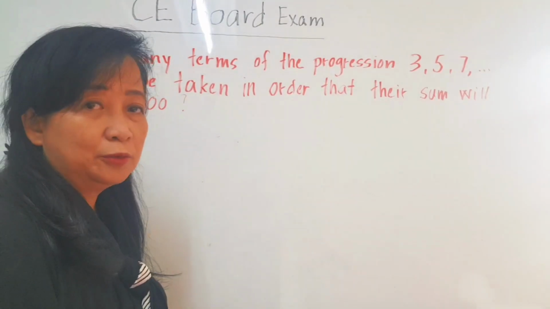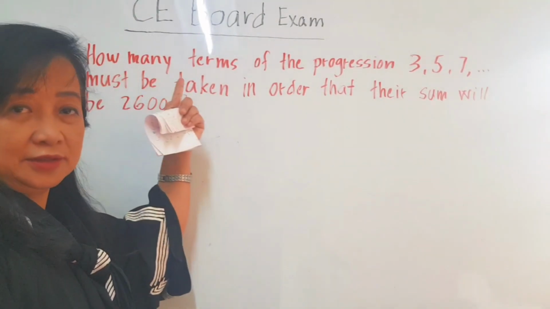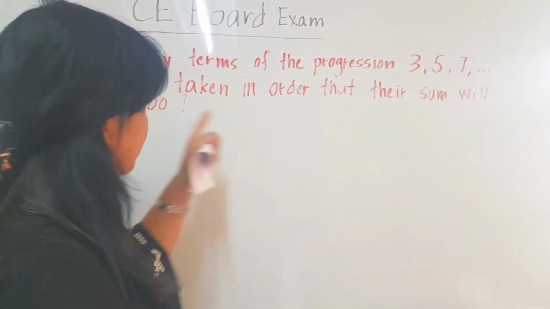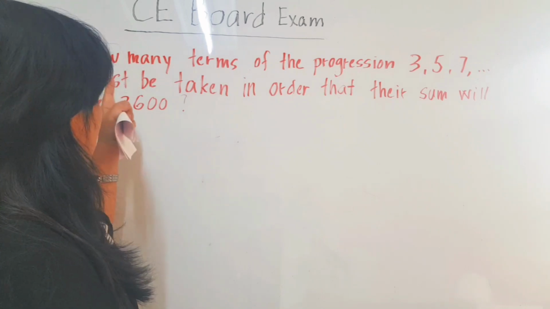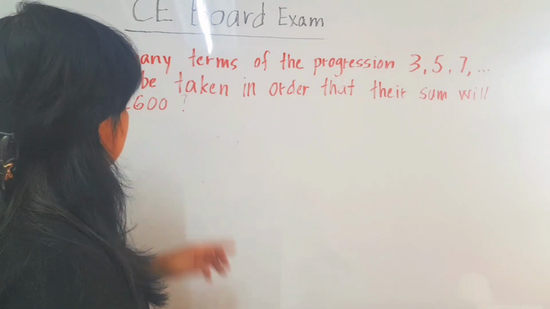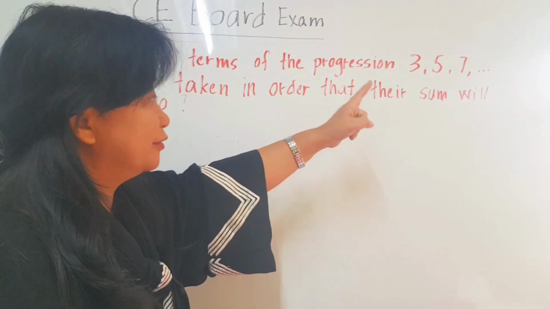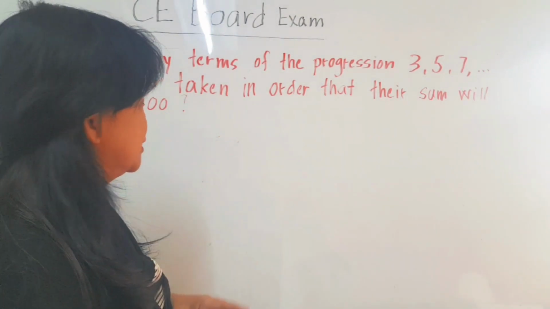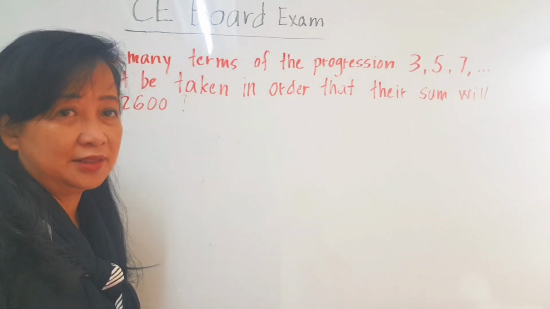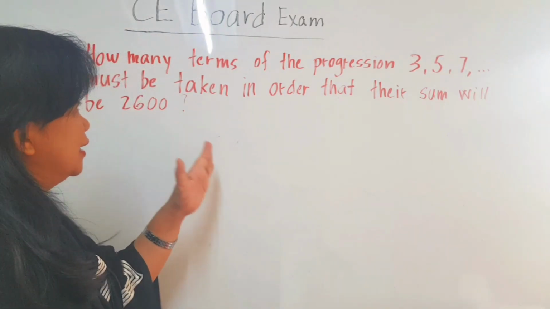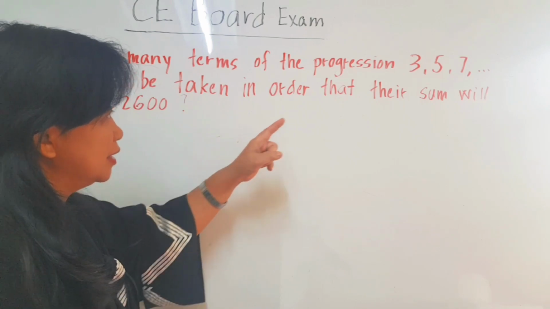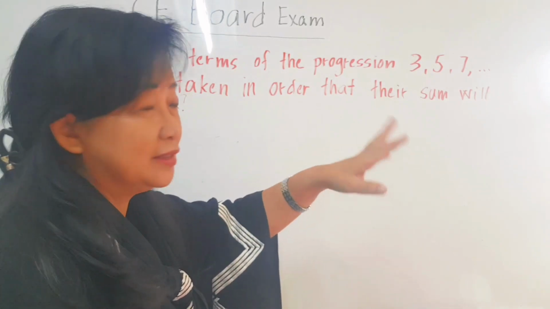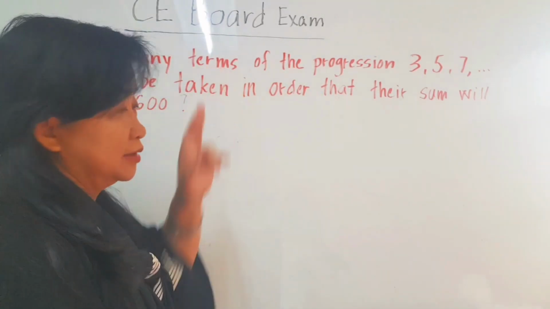Now, you have one question here, which, as I said earlier, was repeatedly given in the board exam before. The question: how many terms of the progression 3, 5, 7 must be taken in order that their sum will be 2,600? So, ilang terms? The terms are like, for example, 3, 5, 7, 9, 11. These are the so-called terms.